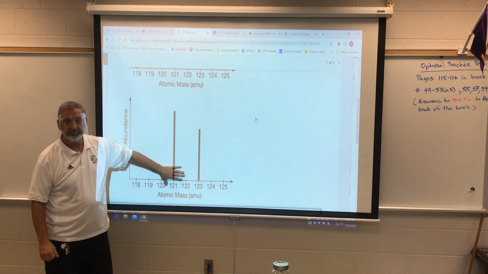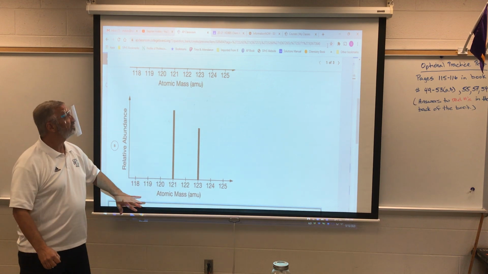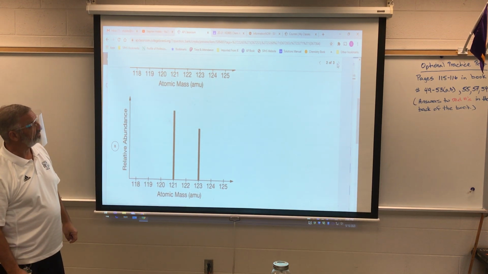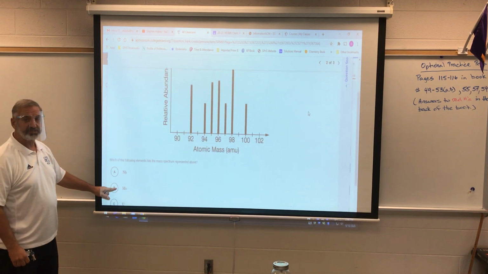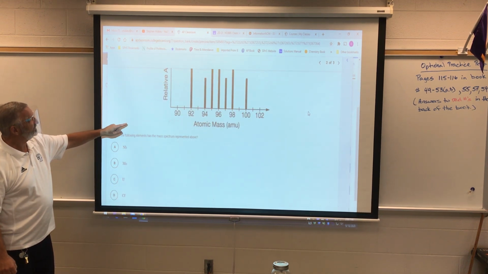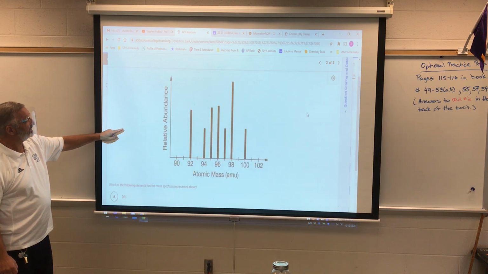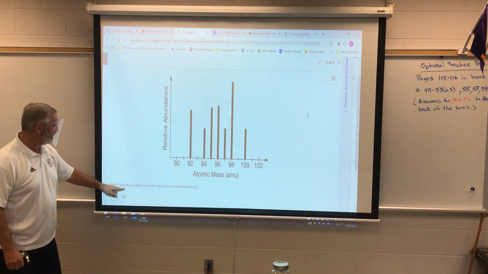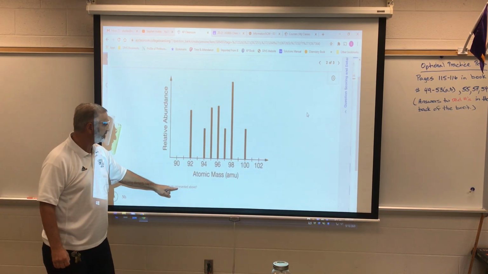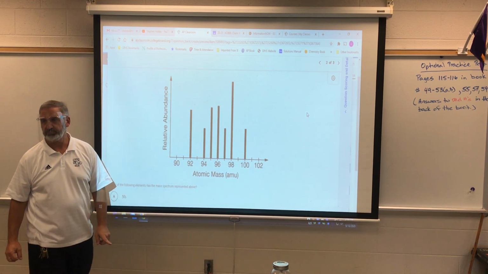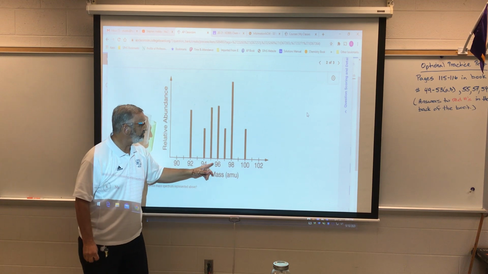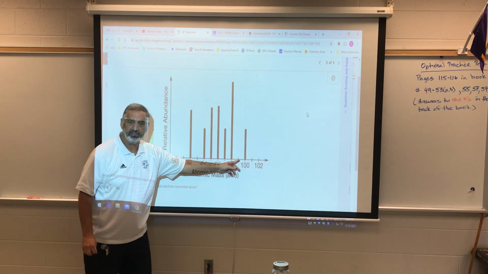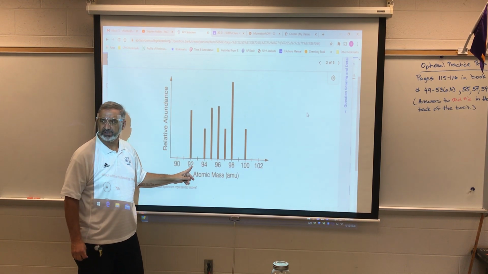Okay? Now, I need you to go to number 2. And the question on this one is here, that's super small. But see. Which of the following elements has the mass spectrum represented above? First off, how do we find this? The mass, this is what? What is this measuring?